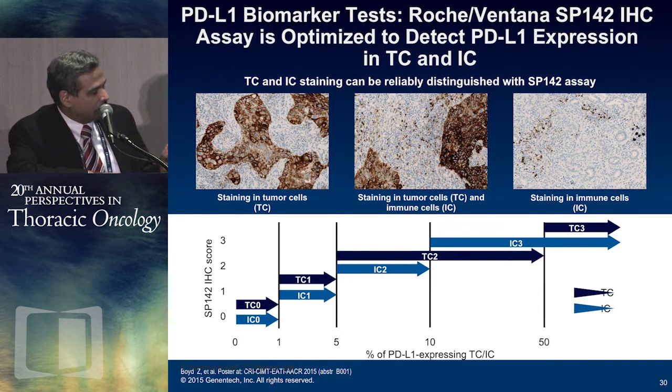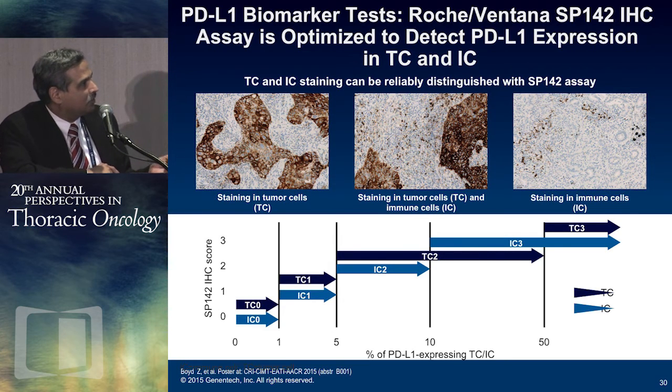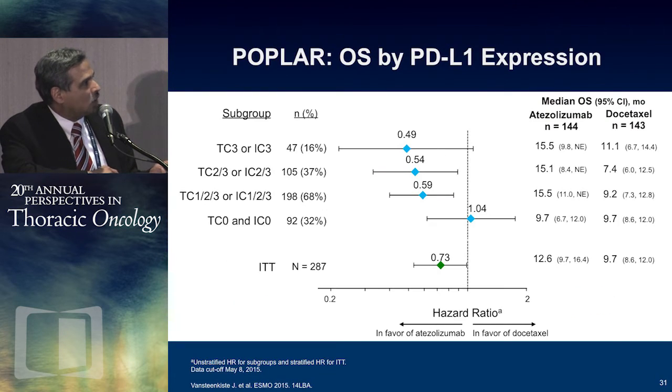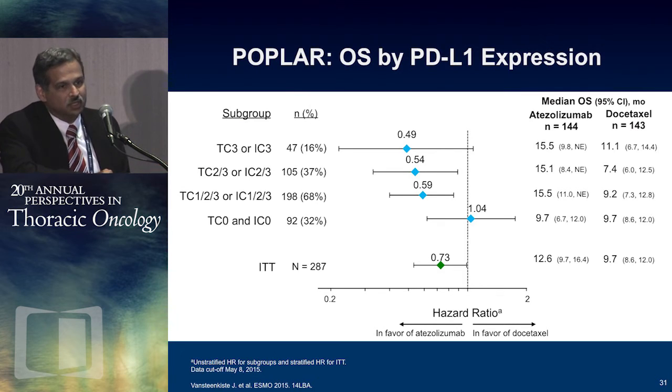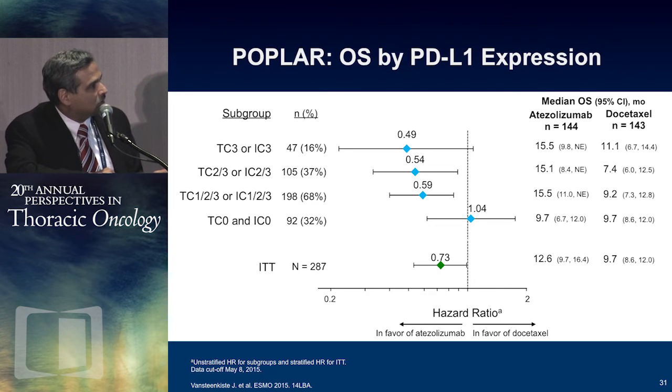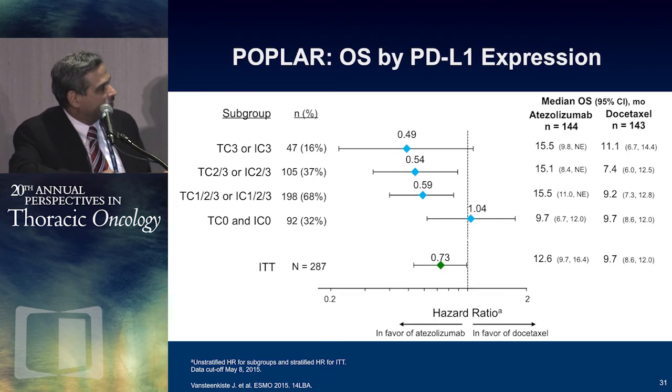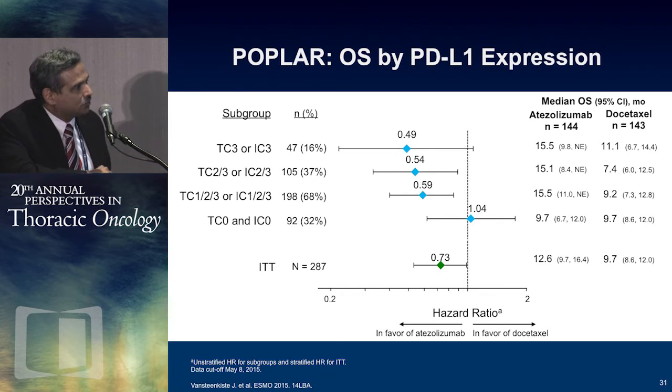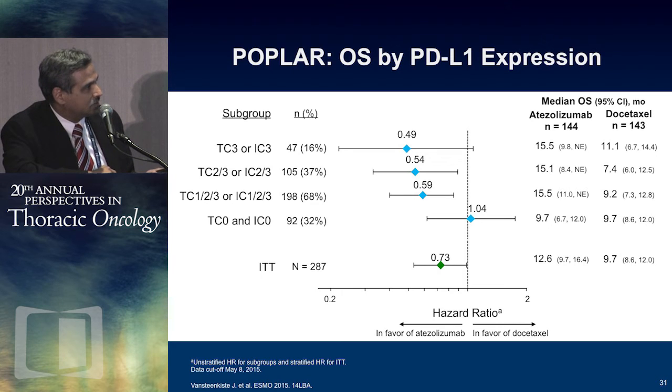In this study also, they looked at PD-L1 expression, but they looked at PD-L1 expression not only in the tumor, but also in the immune cells. And what they found was that as long as you had some level of expression of PD-L1, either in the tumor cells or immune cells, whether it was grade 1, 2, or 3, you had a benefit with Atezolizumab compared to docetaxel. But if you did not have any expression, either in the tumor cells or immune cells, there was no difference in survival between patients who received Atezolizumab or docetaxel.